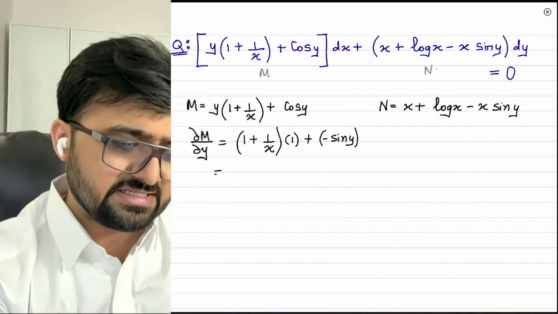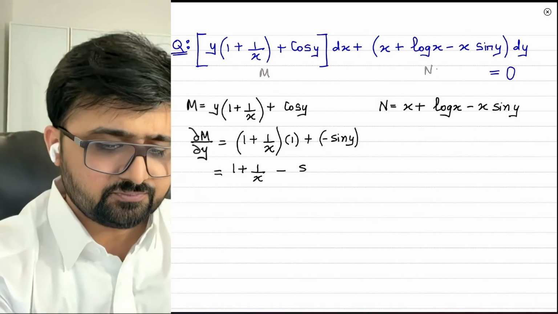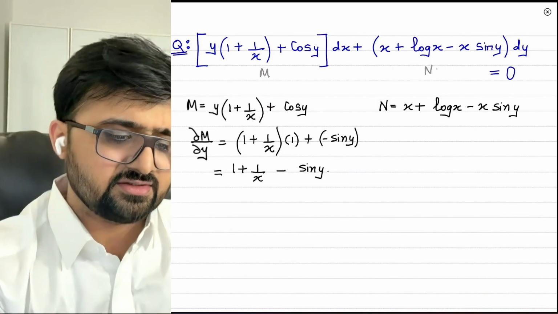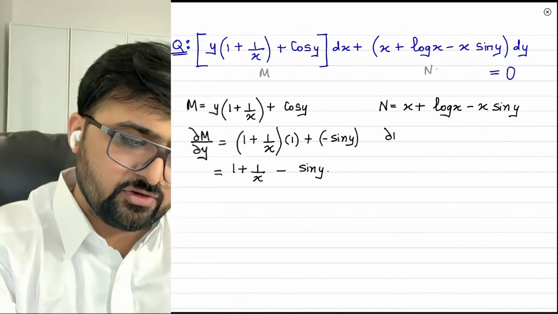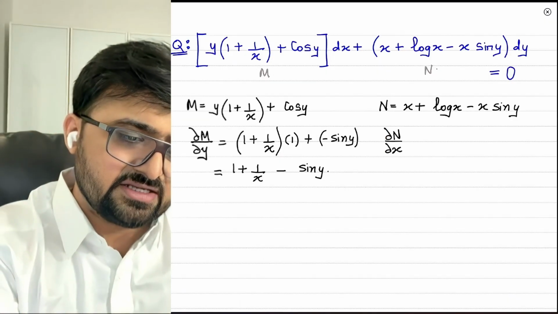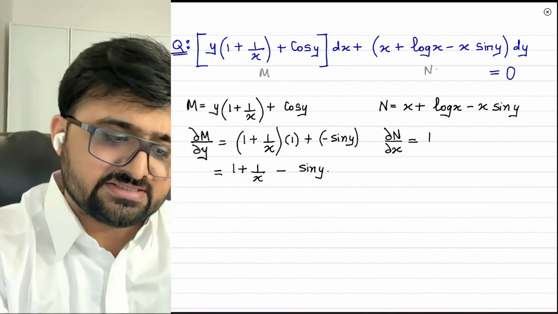So basically what I have is 1 plus 1 over x minus sin y as my delta m by delta y. Now let's see what I get for delta n by delta x. With respect to x, the derivative of x with respect to x is 1.